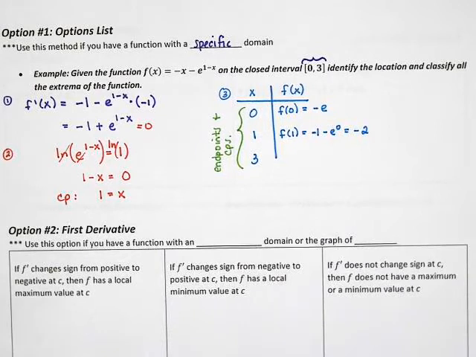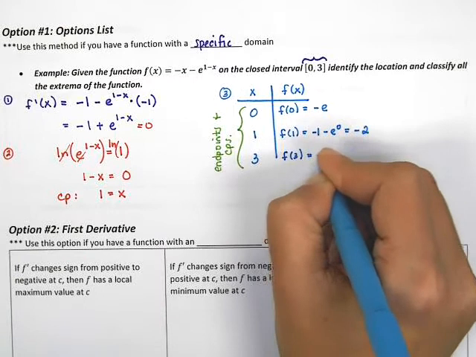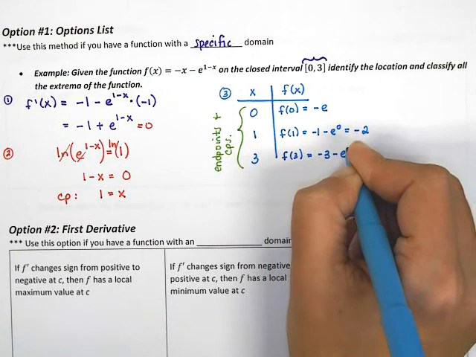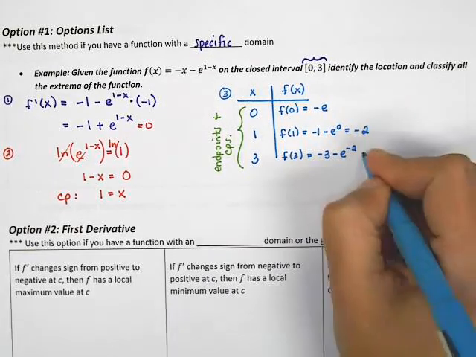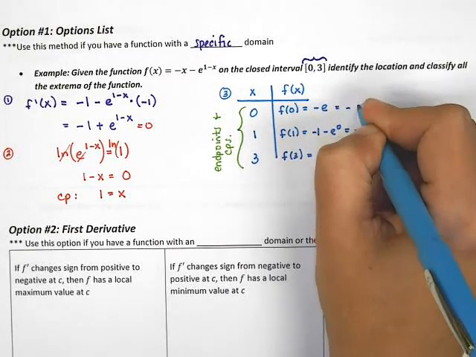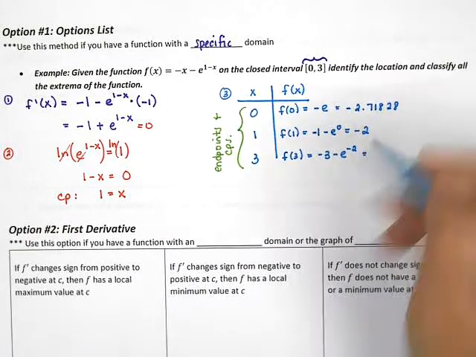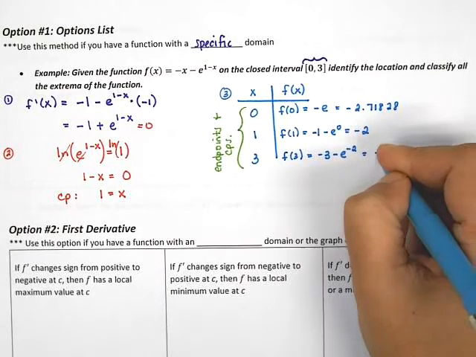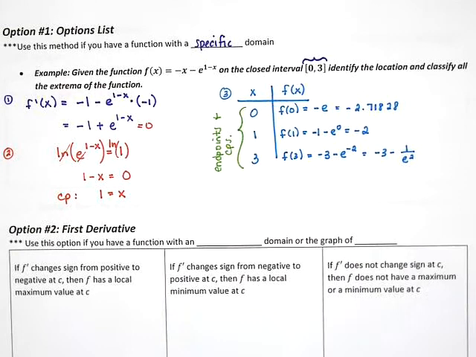And if I plug 3 into the original function, I would have -3 minus e to the -2. Now without a calculator, it's going to be very hard to simplify these, but I can still tell which ones are big and which ones are small. -e is approximately -2.71828, -2, and then -3 minus 1 over e squared is definitely going to be more negative than -3. It's going to be -3 point something.